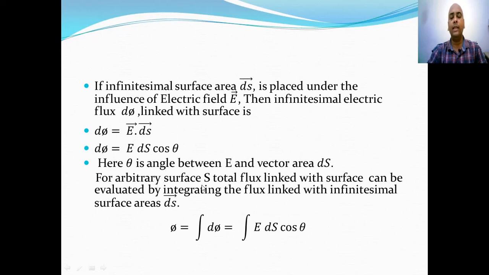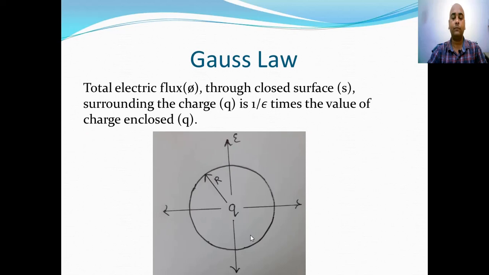For an arbitrary surface S, the total flux linked with the surface can be evaluated by integrating the flux linked with the infinitesimal area ds, that is, integrating the flux through the infinitesimal area, which is equal to the integration of E ds cos theta.